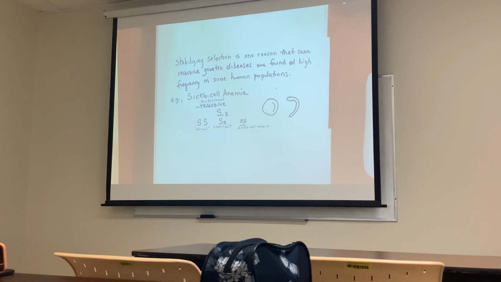Quaternary structure means that the protein consists of more than one polypeptide. If it consists of 2 polypeptide chains, it's dimeric. If it's 3 polypeptide chains, it's trimeric. If it's 4, it's tetrameric. And that protein is coded for by 2 genes.